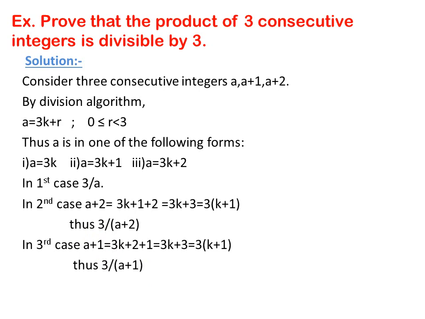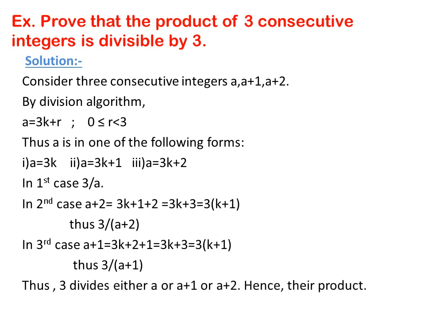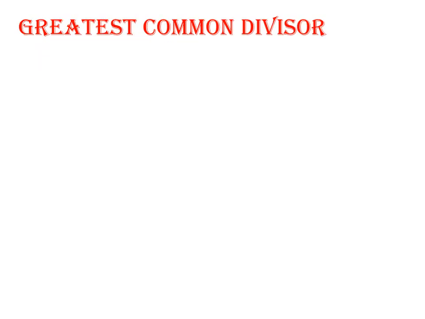So in all these possible forms, we are getting either a, or a plus 1, or a plus 2 as divisible by 3. So if we take the product of a, a plus 1, a plus 2, then if one of the integers is divisible by 3, the whole product is divisible by 3. Hence the proof. Now before proceeding towards Euclid's algorithm, let us define GCD or greatest common divisor.